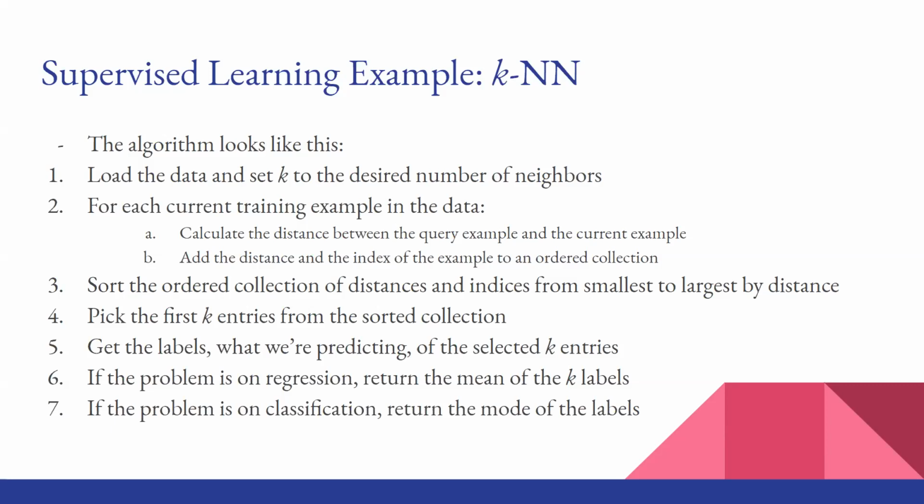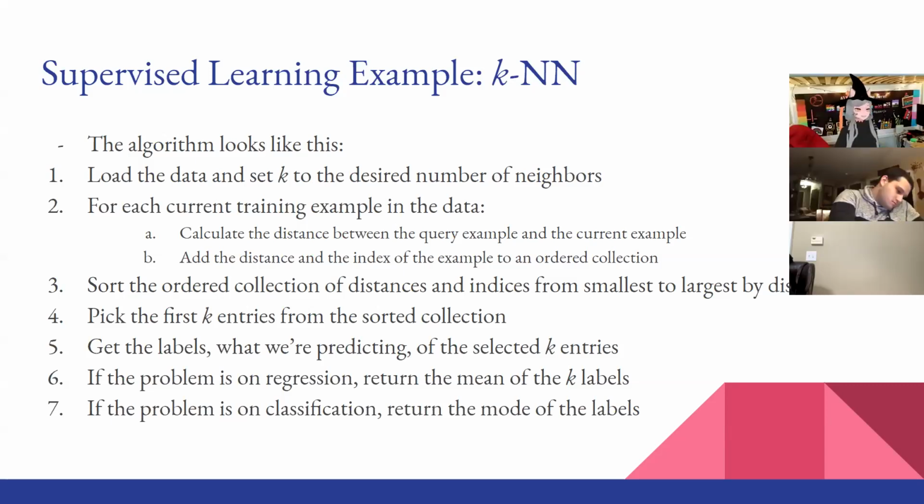So in this procedure, we load the data and define the desired number of neighbors, and for each training example, we calculate the distance and basically make a dictionary with the distance and the index of the example. Then we sort the ordered collection of distances and indices from smallest to largest by distance. We pick out the first K entries and then get the labels of the selected entries.